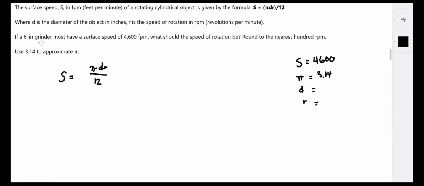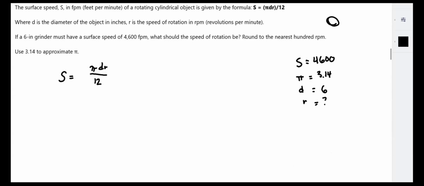They also said this was a 6-inch grinder. Now I'm not super familiar with the grinder, but I'm assuming they're giving you the diameter information of this. So I'm pretty comfortable saying that the diameter in inches is 6. Now, the one thing I don't have is r. That's actually the question they're asking us. They're asking what should the speed of rotation be, and according to this up here, the speed of rotation is r, so r is an unknown.